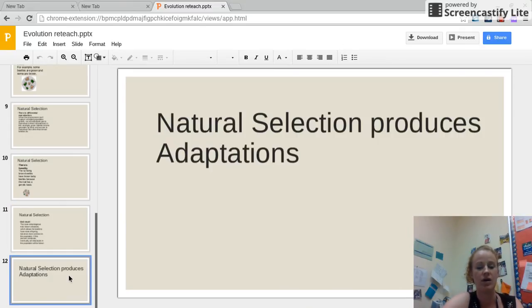Okay. So another thing you guys just need to understand is that natural selection, that is what produces adaptations.